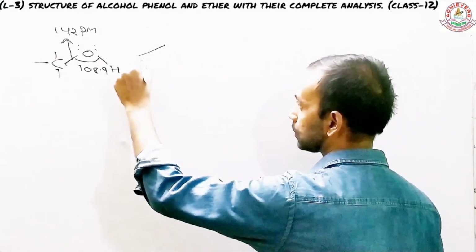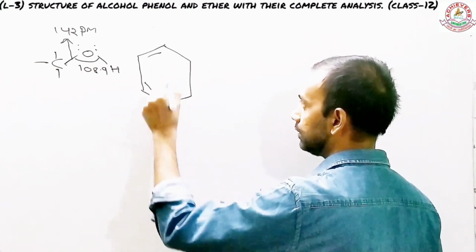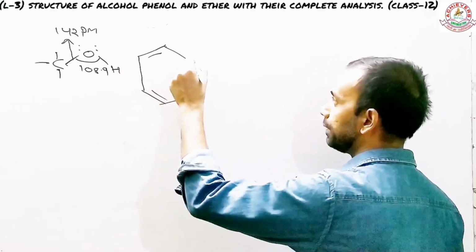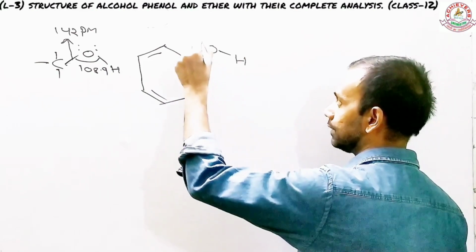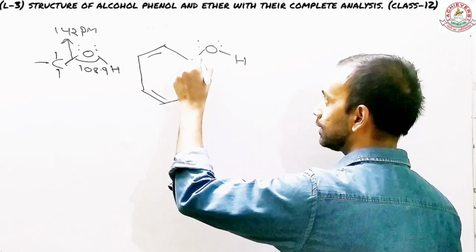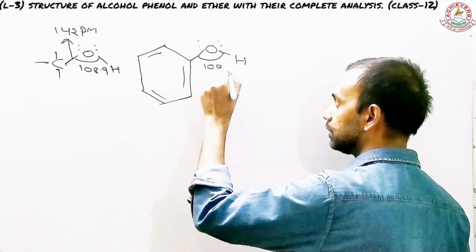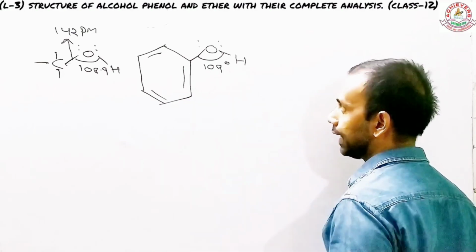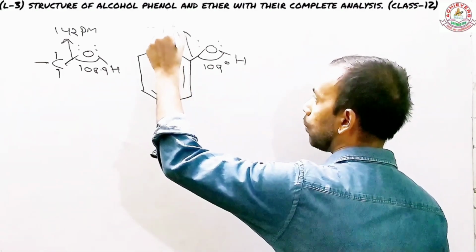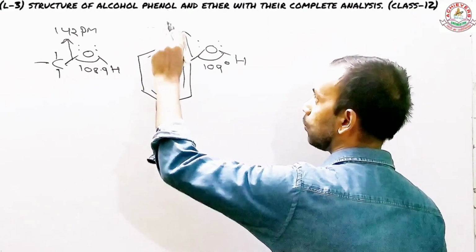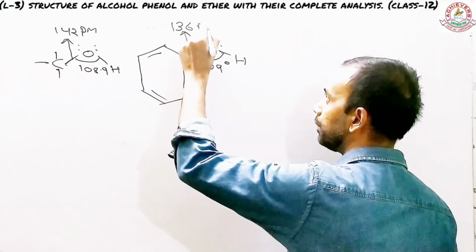So a phenol has a structure like this one, a benzene ring, right? This benzene has oxygen attached, in a structure like this. There are two lone pairs again, and this bond angle is going to be like 109, which is again less than the tetrahedral angle, and this bond length between carbon and oxygen is 136 picometer.